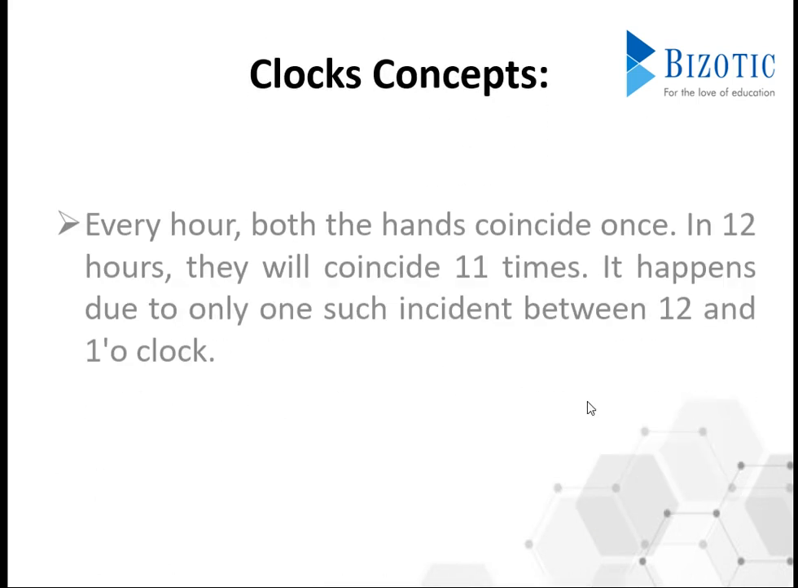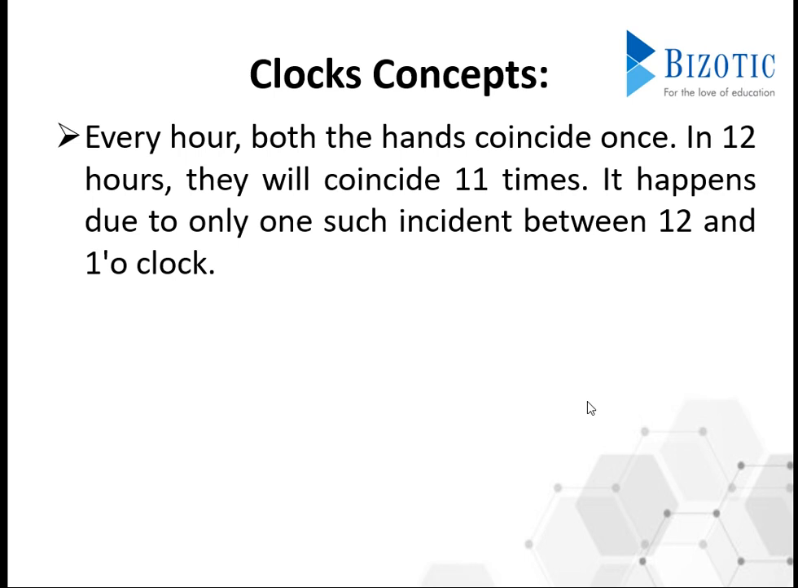And then the last thing: every hour both the hands coincide once. In 12 hours they will coincide 11 times. It happens because there is only one such incident between 12 and 1 o'clock. So these are all the special features that a clock carries, and if you know them, it will always help you to solve problems in a much better way.